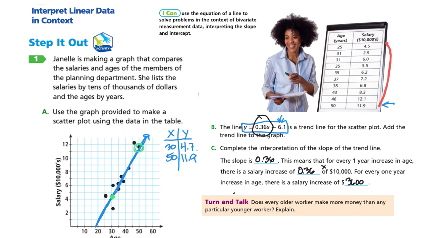So I think it would be good for you to do the turn and talk here, because that is something that really is interesting about this data. Does every older worker make more money than any particular younger worker? And explain your thinking and how you can tell that from the graph and from the data here. So that's the end of this lesson. Go on and finish the on your own and the rest of the lesson, and this is the last lesson of module 8, so I'll see you in module 9.